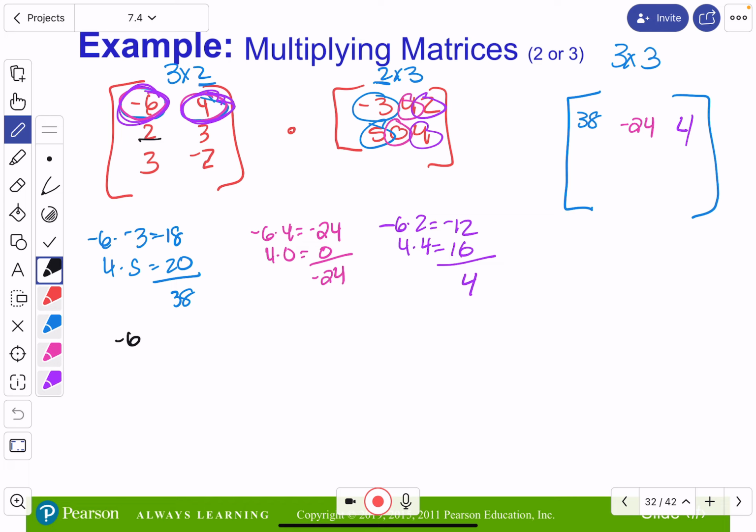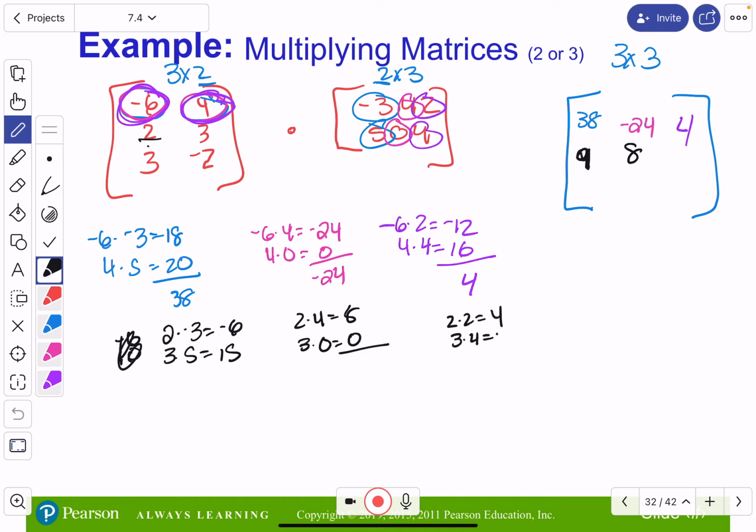2 and negative 3 is negative 6. Except it's 3 and 5. This is why I have to write it out. 2 and negative 3 is negative 6. 3 and 5 is 15. So that makes 9. Then we do 2 and 4, which is 8. 3 and 0 is 0, so that becomes 8. Then 2 and 2 is 4. 3 and 4 is 12, so that becomes 16. Wow. So we're doing the first row with the top, the second row with the bottom.